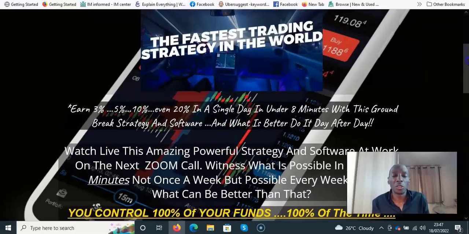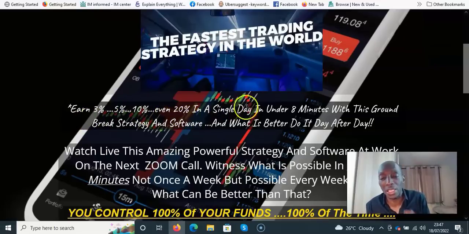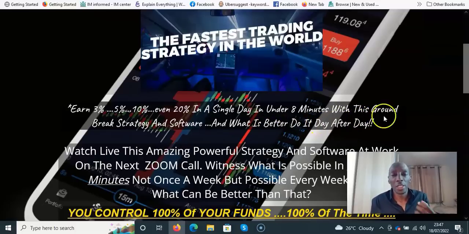And the sort of percentages they're talking about, they have to be careful about these things, because when they fully launch it and open their doors to the FTA to come and look into this stuff, if people aren't making these percentages, they could be in trouble. So they say earn 3%, 5% or 10%, even 20% in a single day in under 8 minutes with this groundbreaking strategy and software. And what is better, you do it day after day. There's been a lot of hype about it, people saying 99% success rate and all this sort of stuff.